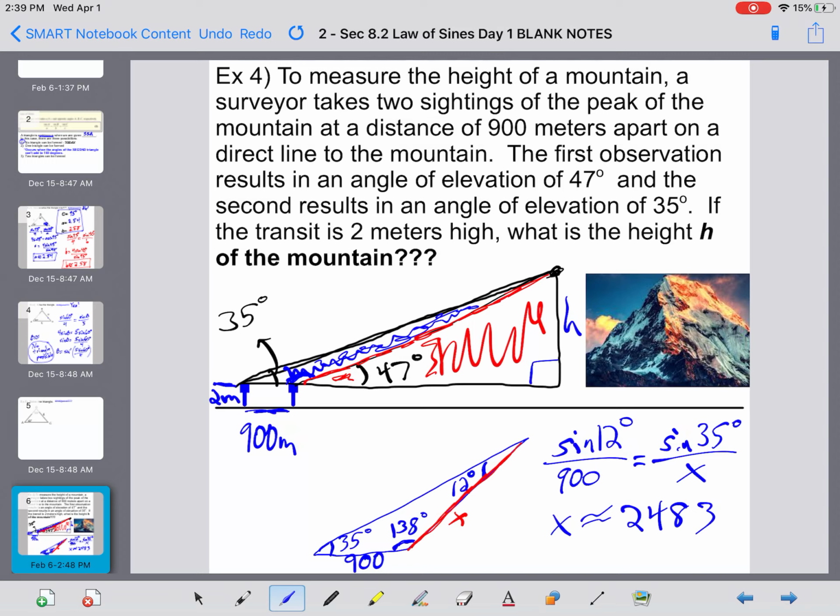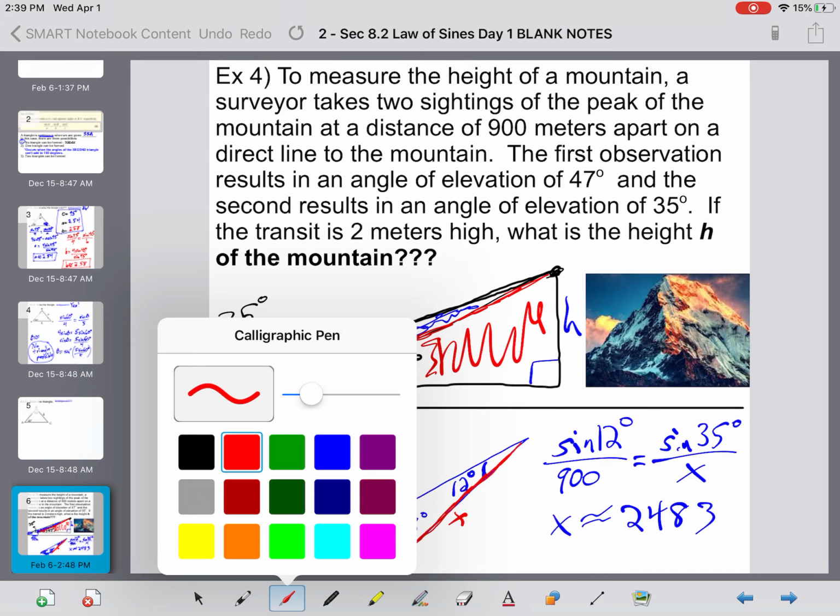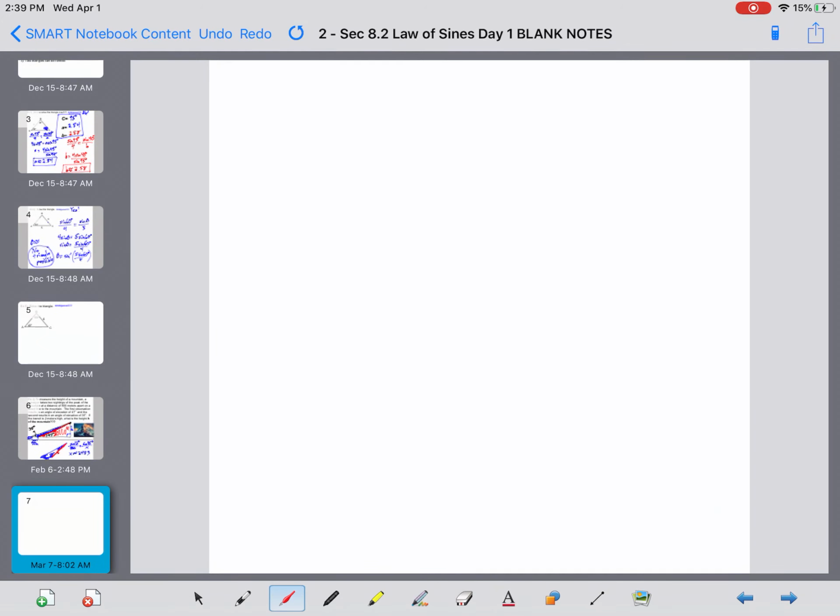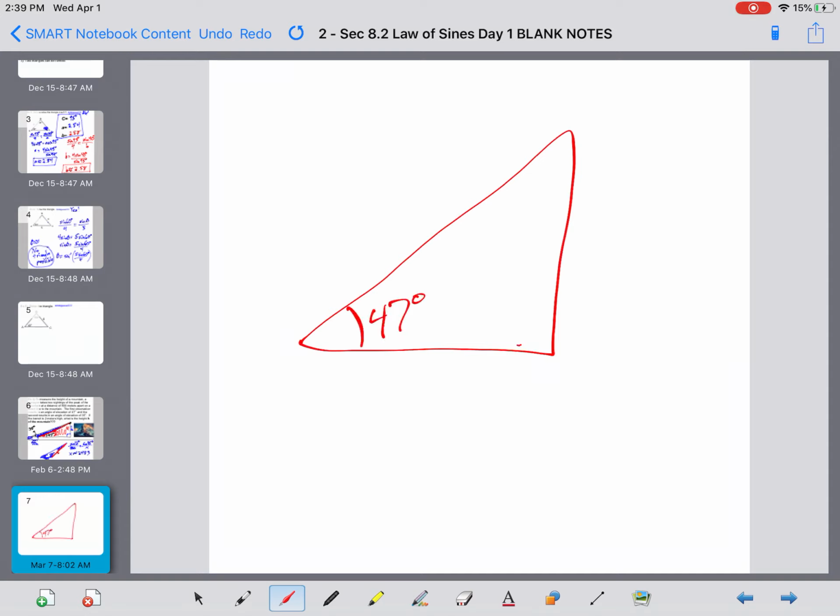Remember, I'm trying to find the height of this triangle. So now I'm going to go back to that red triangle. All right, let's redraw it over here. Here's that red triangle. I knew this was 47 degrees. I knew this was a right angle. I'm trying to find the height of the mountain. I know that the hypotenuse here from the law of sines I just did was 2,483. And now using this, I can find the height, just like we did on the last lesson.